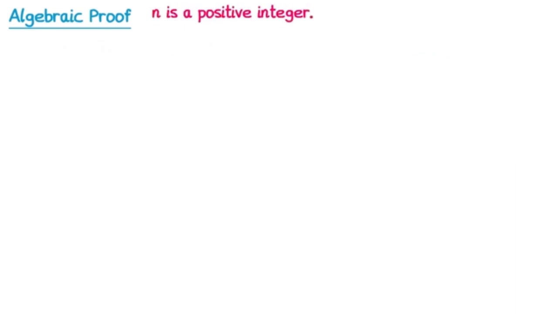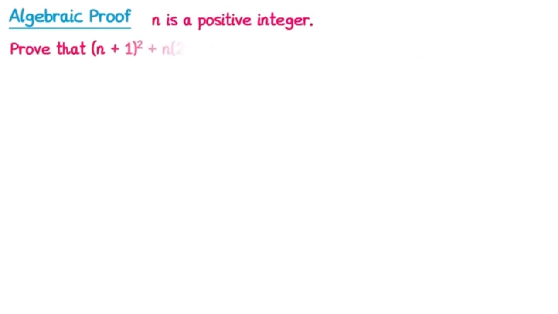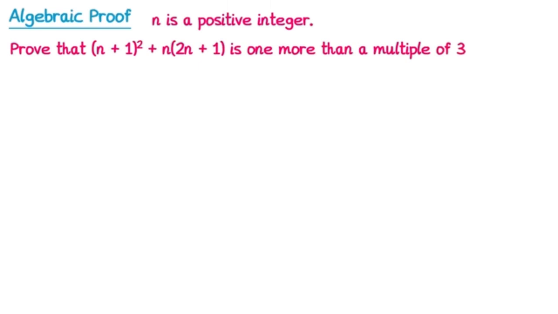In this next proof, n is a positive integer again, and we're going to prove that this is one more than a multiple of 3. Now this is quite similar to the way that we proved something was an odd number. Odd numbers were one more than an even number, or one more than a multiple of 2. So to prove something's one more than a multiple of 3, we use the same sort of approach.